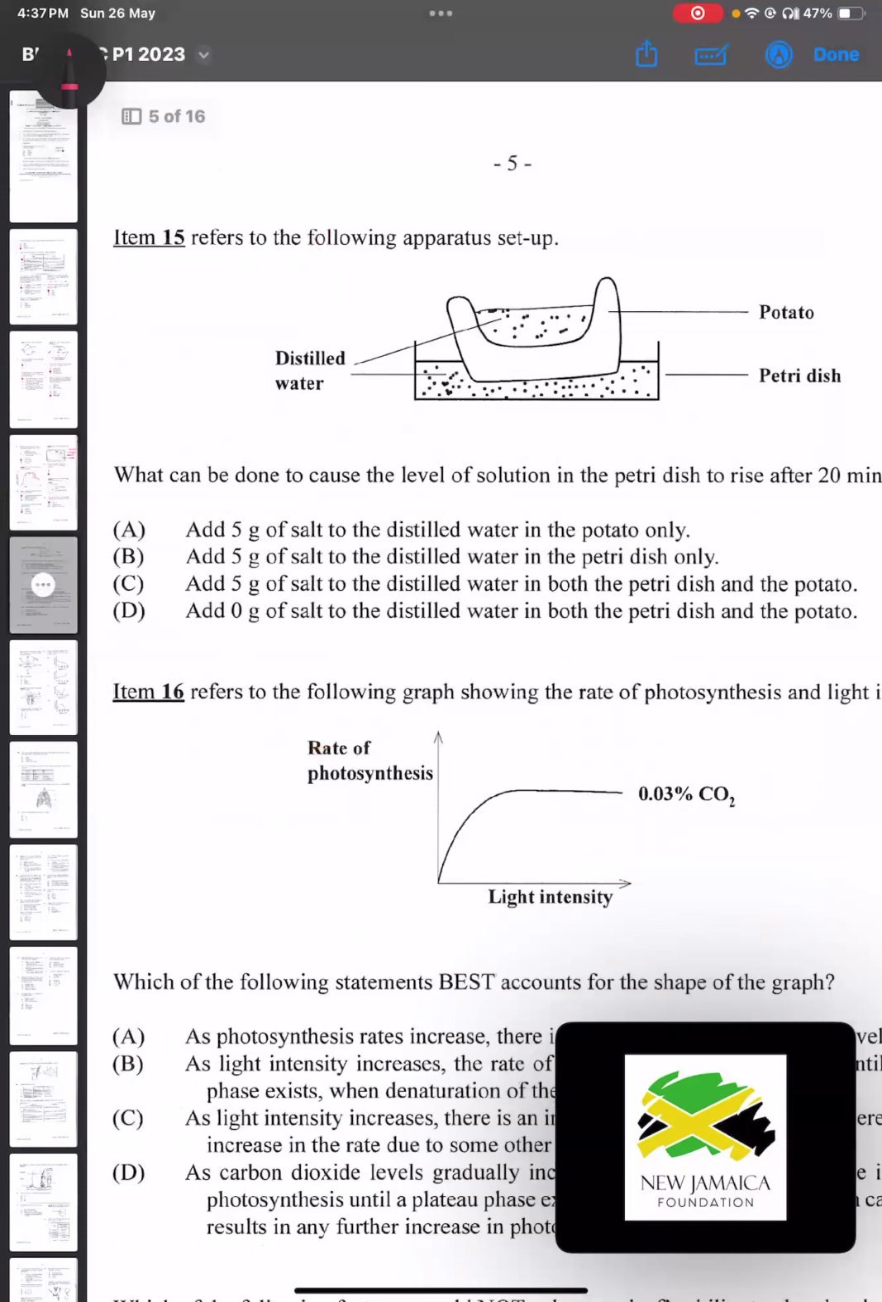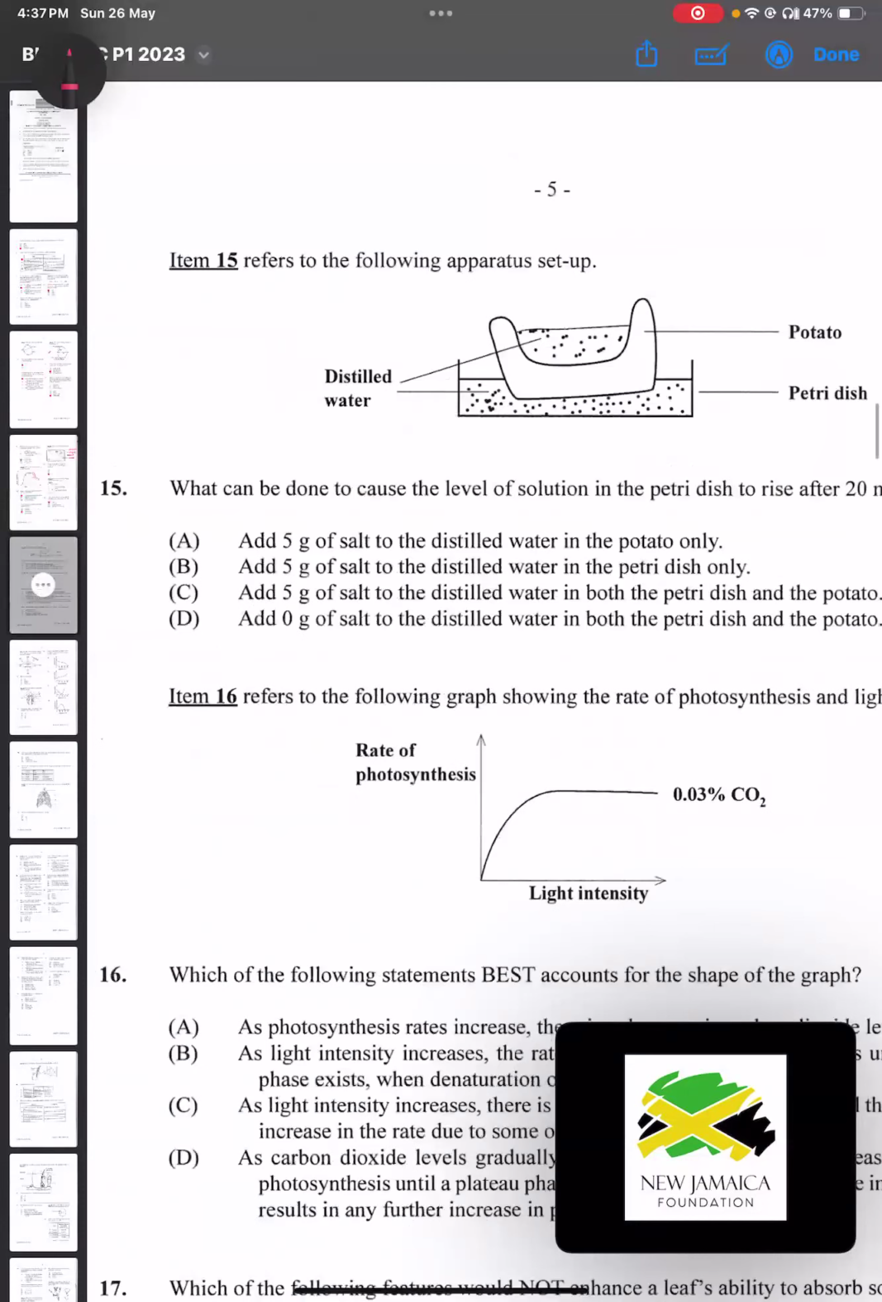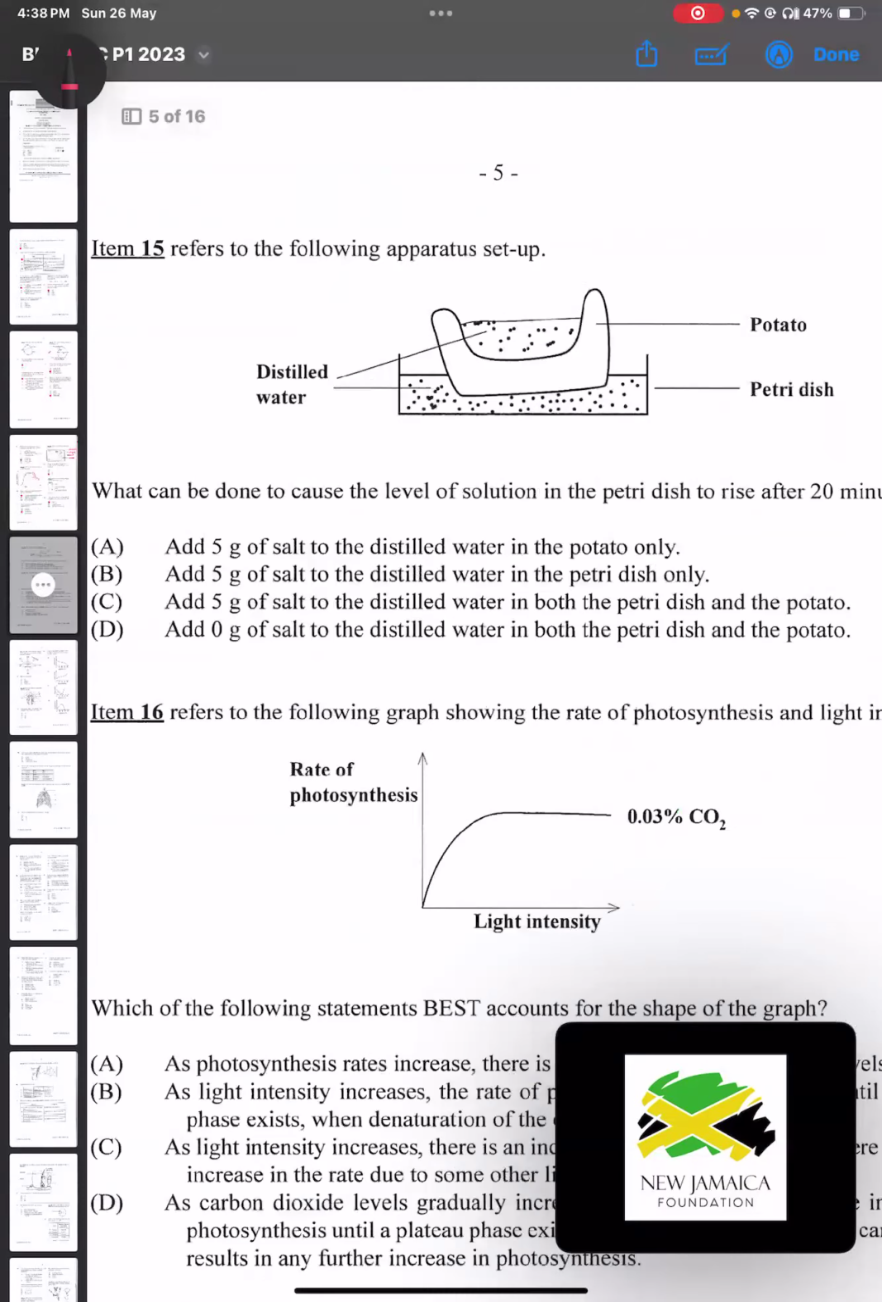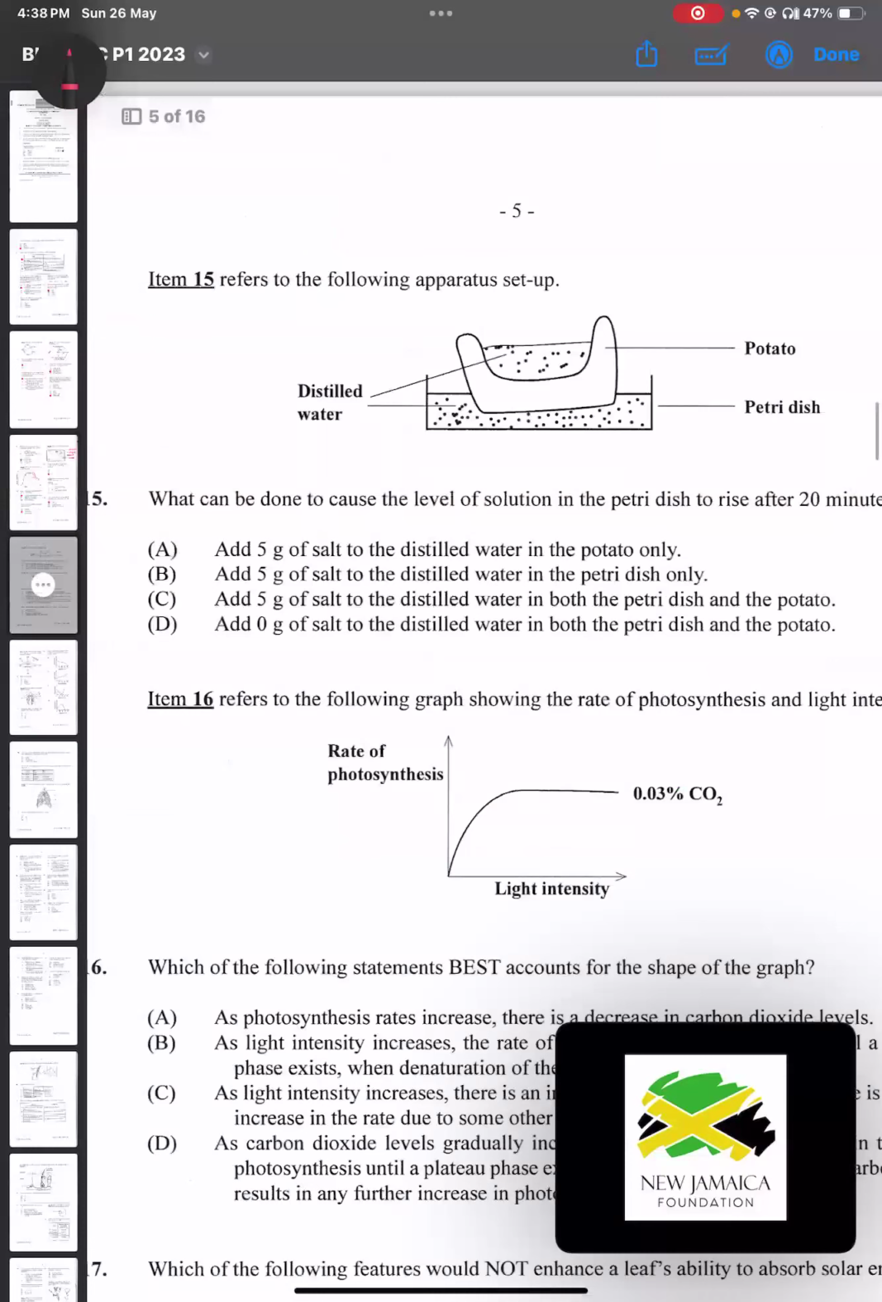Number 15, this is a diagram that shows up a lot on the papers, where it is asking about the potato and the salt, and which part of it, when you add the salt, would the water rise. So in this case, it is asking you, where would you add the salt for the water to rise in the petri dish after 20 minutes? So which one of them would we select? If you want the water to rise inside of the petri dish, where would you add the salt? You would add the salt in B.